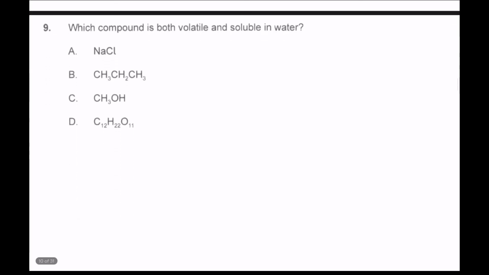Now moving to question 9, we have to identify which compound is both volatile and soluble in water. So we can make a kind of table. NaCl is soluble in water, but it's not volatile. You can check, salt water is never volatile. CH3CH2CH3 is an organic compound, so it is neither soluble in water nor volatile. CH3OH is an alcohol, so it will be soluble in water, and alcohols are actually volatile. It is an informative question. So option C gives us both ticks, so option C will be the correct answer to question 9.